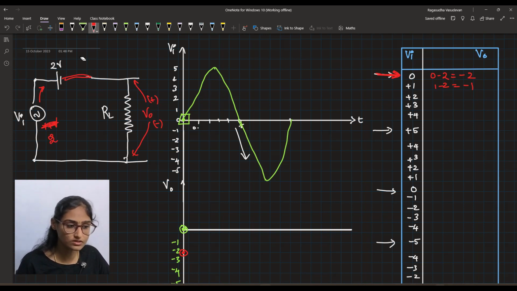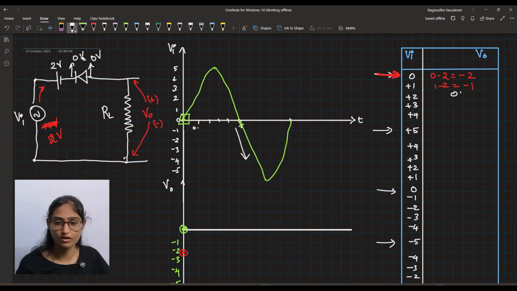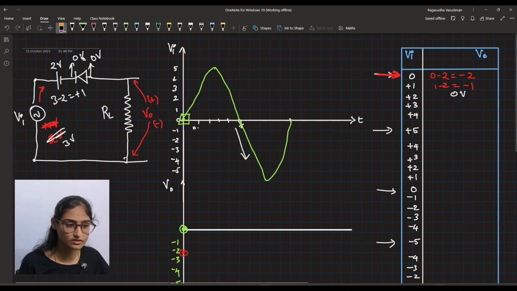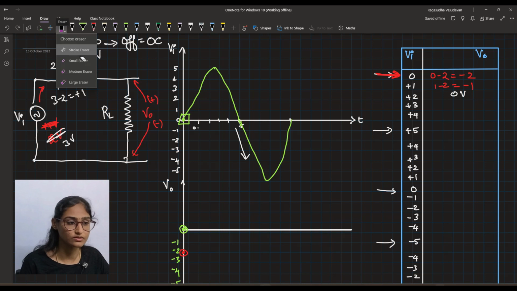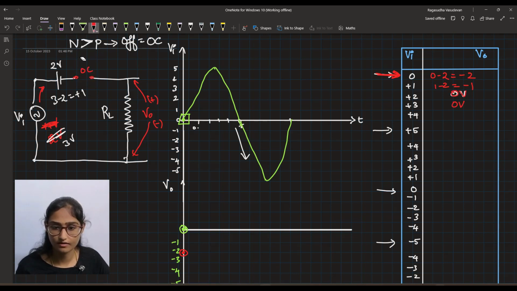Now when the input voltage is 2 volt, it is 2 minus 2, which is 0 volt, and here also it is 0 volt. So V0 will be 0. Same for 3. If it is 3 volt, it will be 3 minus 2, which is equal to plus 1. Here the voltage will be plus 1 volt. So the N terminal's voltage is becoming greater than the P terminal. So the diode will be off, and you can replace it as an open circuit. So it will be 0 volt again.